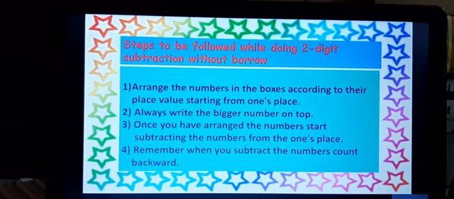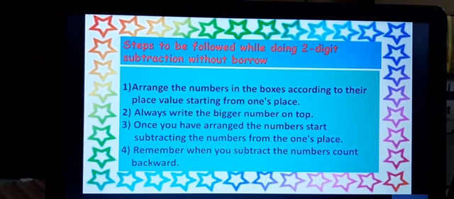When you are writing, the sequence should also be followed: the numbers should be written one below the other, as ones place and tens place, according to their place values. If you miss the sequence, you may miss the answers when you are doing the calculation. So the writing procedure is very important, children. Follow the steps clearly and do the work correctly.